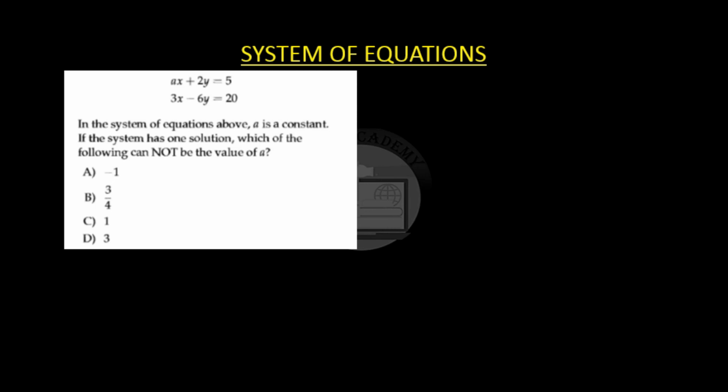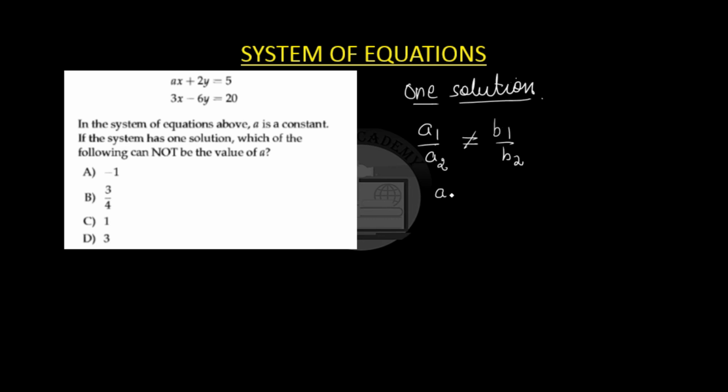Question number 3. System of linear equations are given. In the system of equations above, A is a constant. If the system has one solution, which of the following cannot be the value of A? It has exactly one solution. One solution means these two lines are intersecting lines, and wherever they intersect, that is your common solution. Condition for that is A1 over A2 should not be equal to B1 over B2.